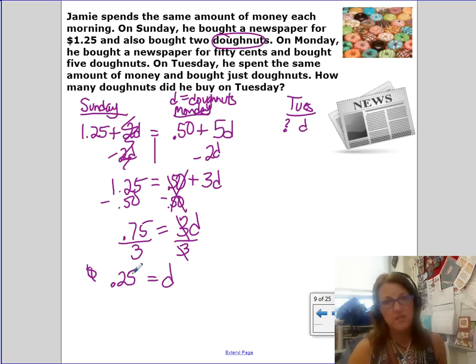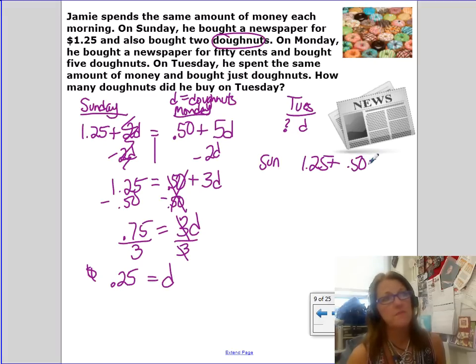Now, we're not done because that's not what it asked. It said, how many did he buy on Tuesday? I don't know. I just know they cost $0.25. Go back up here to your original thing. It said he spends the same amount of money each morning. So on Sunday, he spent $1.25 plus 2 donuts. How much would 2 donuts be? 50 cents. That's $1.75. Just to double check, on Monday, he spent 50 cents plus 5 donuts.